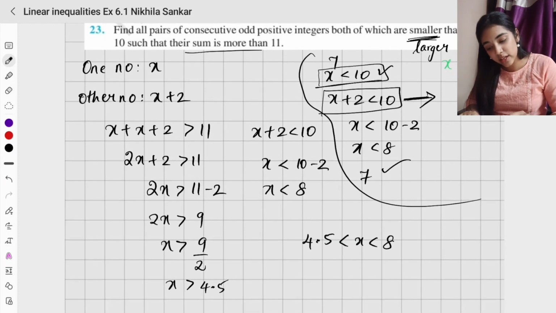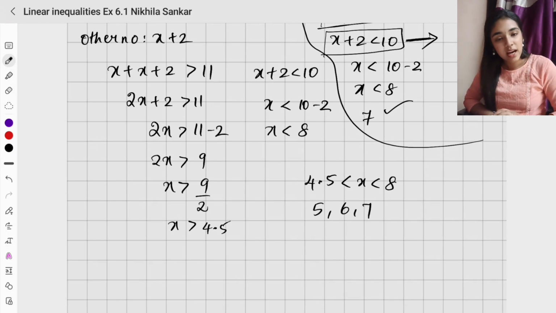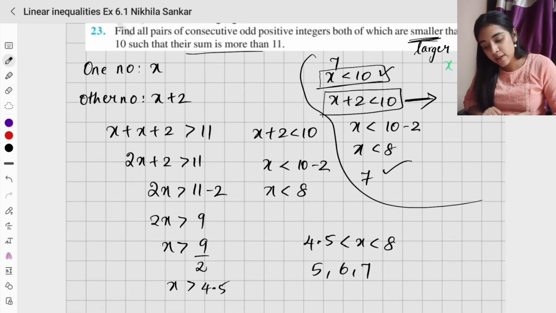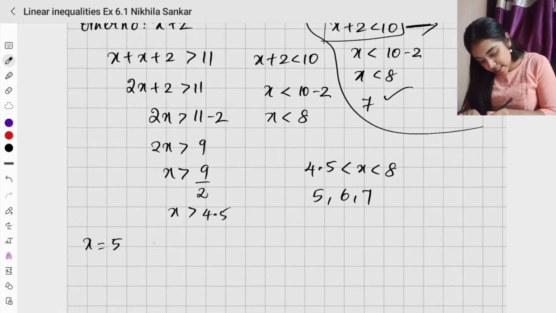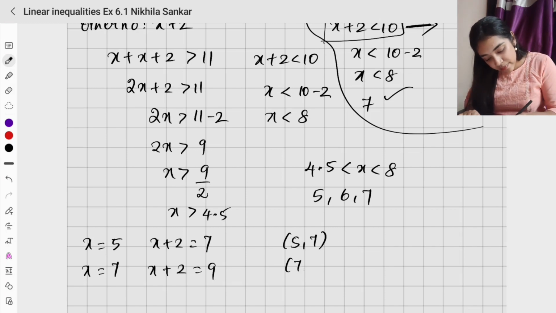அப்ப என்னென்ன valuesலாம் இருக்கு? We are talking about consecutive odd positive integers. So what all values can I have? 5, 6, 7. அவ்வளவுதான். 4 வராது, 8 வராது. So these are all the values that we are dealing with. We are also dealing with consecutive odd positive integers. So if my value of x is equal to 5, x plus 2 is going to be 7. If my value of x is equal to 7, x plus 2 is equal to 9. அப்ப என்னென்ன solutions? 5, 7 and 7, 9.